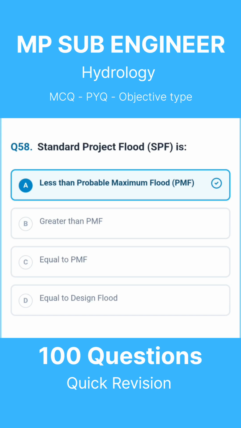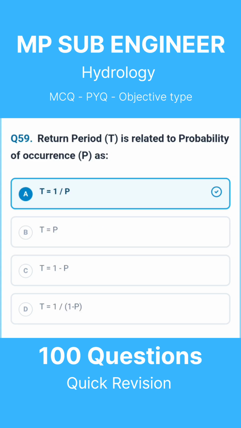Question 58. Standard project flood SPF is. The correct answer is less than probable maximum flood PMF. Question 59. Return period T is related to probability of occurrence P as. The correct answer is T equals 1 divided by P.